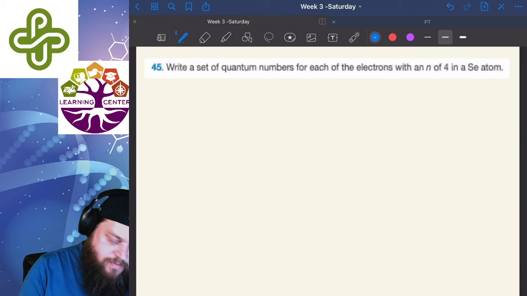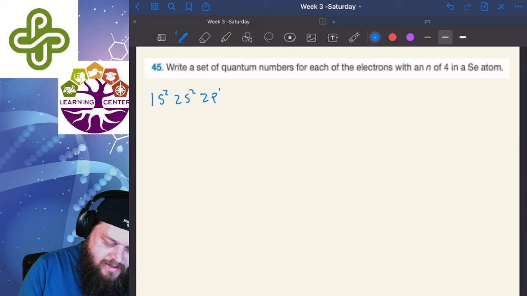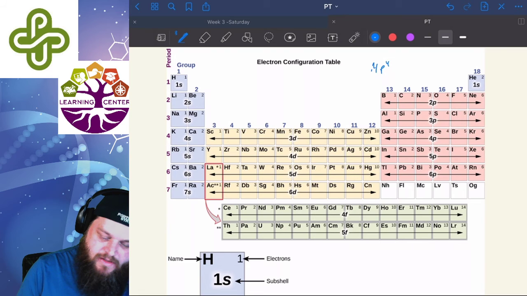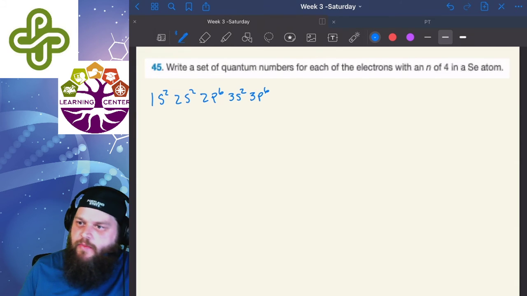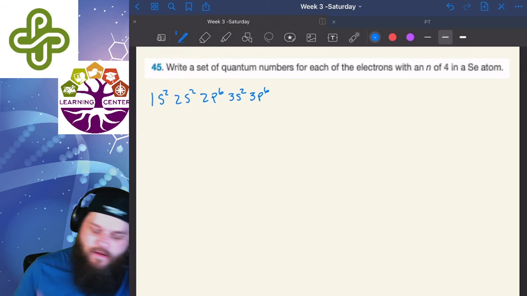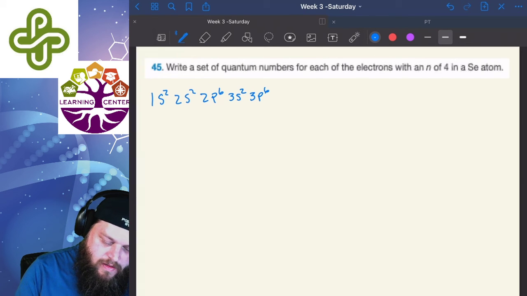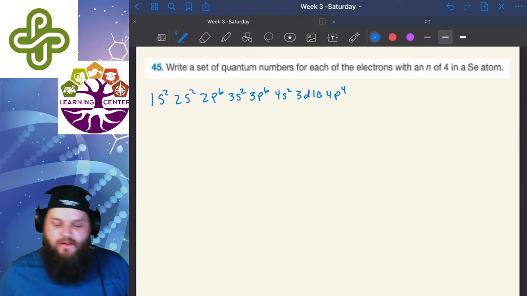So let's do that. It'll be 1s2, 2s2, 2p6, because there's 6 electrons in these p orbitals over here. Then we're at 3s2, 3p6. Notice we skipped the 3ds because they're on the 4th row. They don't come in until the 4th row. We then have 4s2, 3d10, 4p4. So that is the electron configuration for selenium, the Se atom.